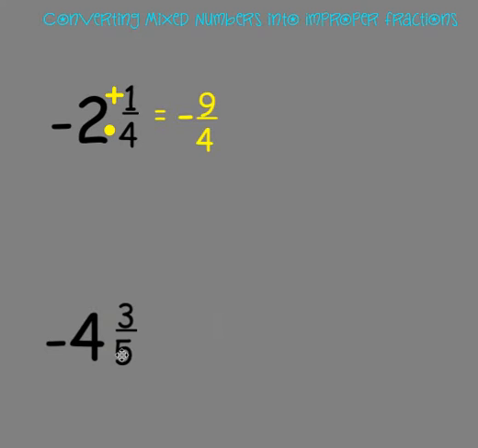And the last one, 5 times 4 plus 3, which is 5 times 4 is 20, plus 3 is 23, over 5, so negative 23/5.